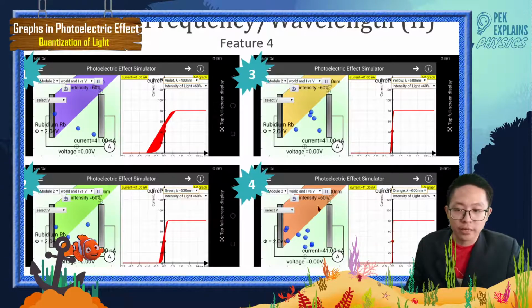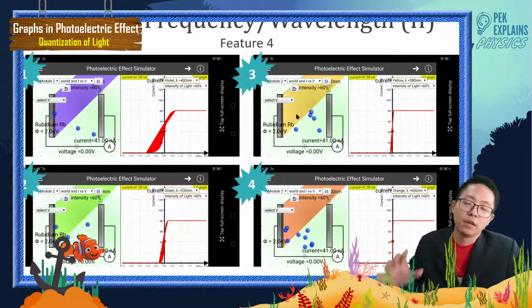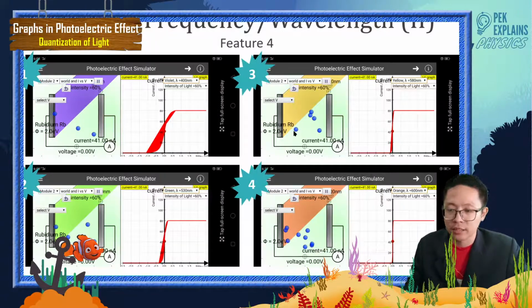The orange light or yellow light is just like the red light, very low energy, very low frequency. So the electron ejected is very less energetic. It requires a very low stopping potential. It just requires a very low stopping potential to stop it.